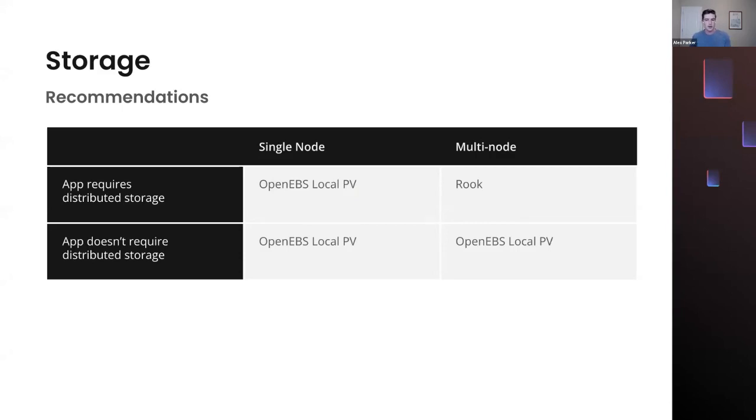And if you're shipping a multi-node cluster, we still recommend OpenEBS local PV, except in the circumstance that your application requires distributed storage. So if your app isn't going to support replicating your data across those nodes at the application level and you need the infrastructure to do that, Rook is going to be our recommendation in that case.